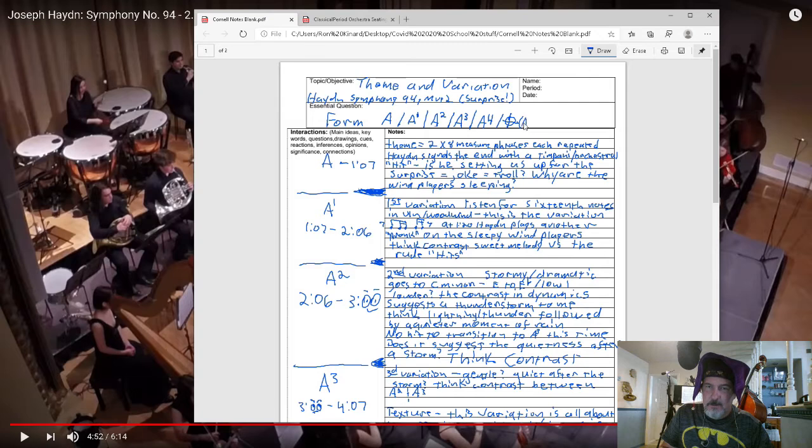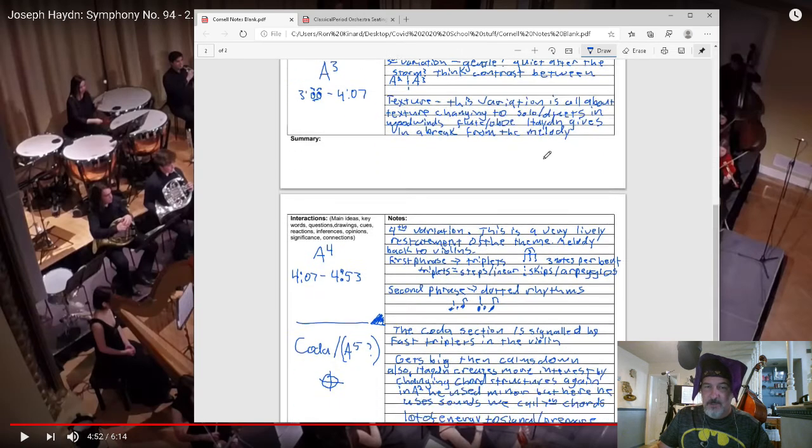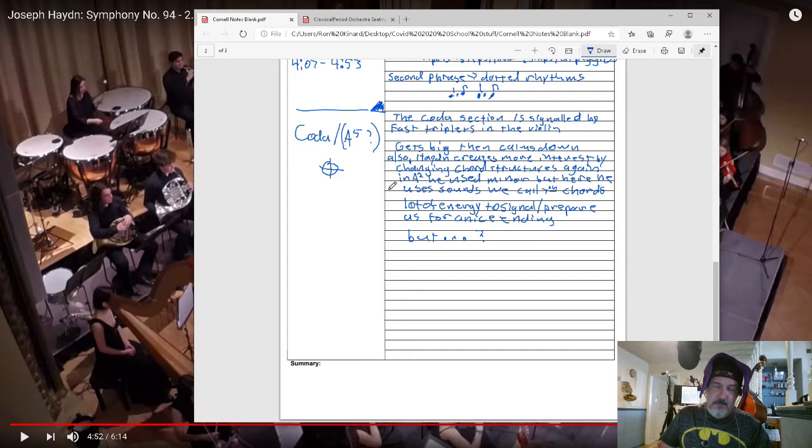Okay, so A5. In your notes, you can call it a coda or you can call it A5 or you can do it just like I've done. It's up to you. In this last section, it's signaled by some very fast triplets in the violin. The music gets very big and then it calms down. So you have a lot of contrast. He's looking backwards towards some of the dynamic contrasts.